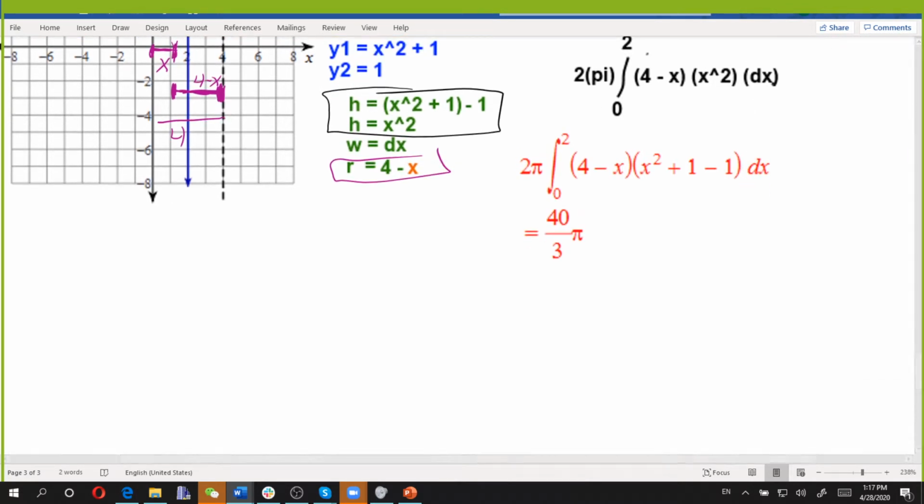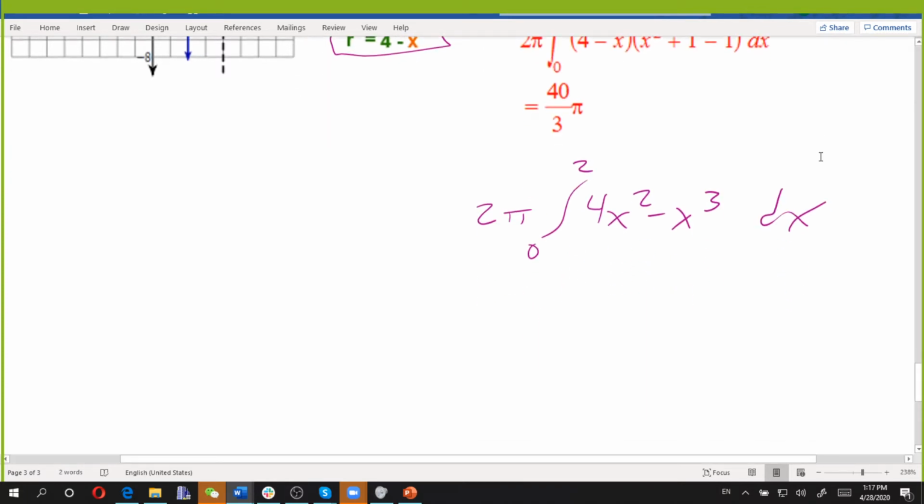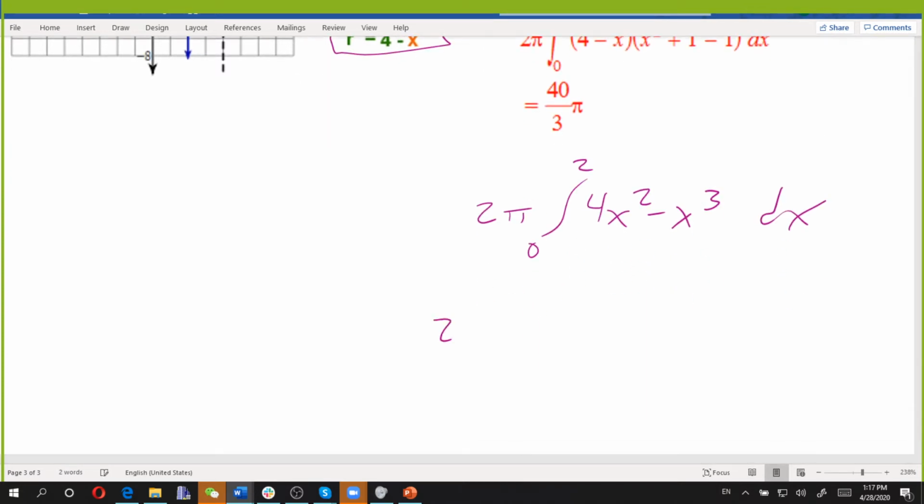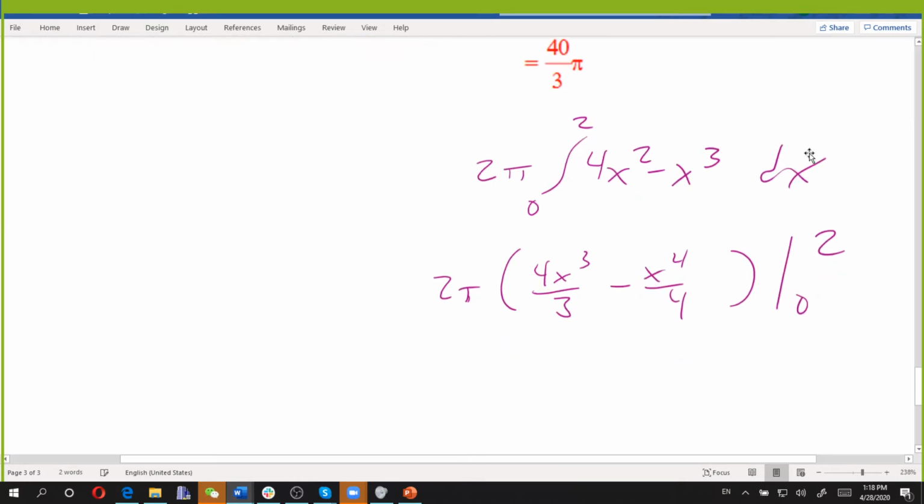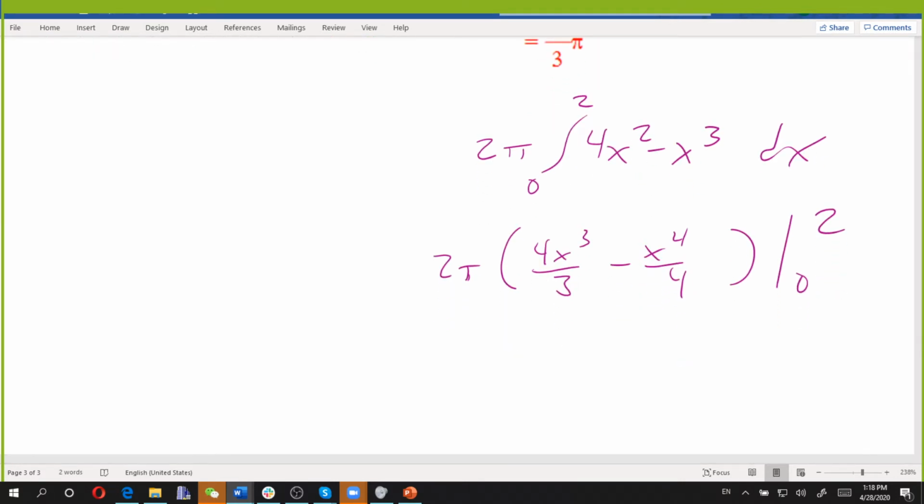So this would be 2 pi times the integral from 0 to 2 of, if I distribute that x squared, 4x squared minus x cubed in terms of x. If we integrate, that would be 2 pi times 4x cubed over 3 minus x to the 4th over 4 from 0 to 2. Plug in our upper bound, subtract our lower bound, and we'll get our answer.